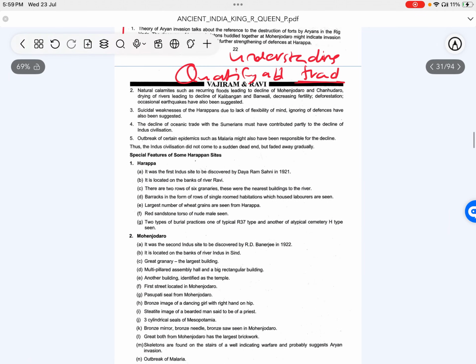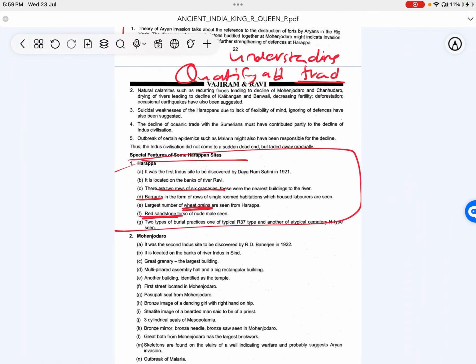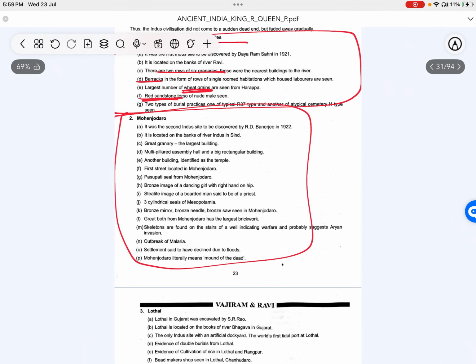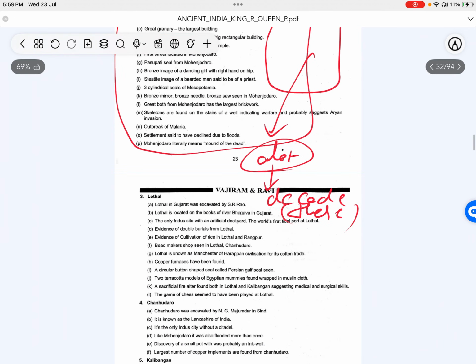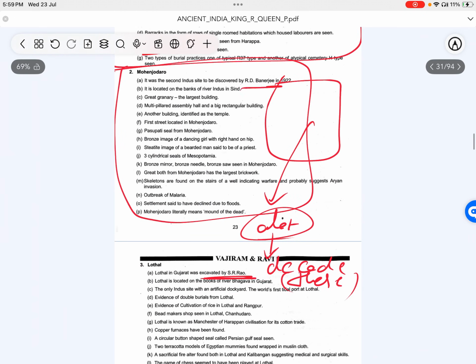Special features of Harappan sites: granaries, barracks, wheat grains, red sandstone. So these are all basic archaeology. Every site has its own specification. It is a big site, you will find a lot. So now based on that we decode what is there, right? Excavated by. Right. There can be bias also because it is not clearly defined how they diminished.